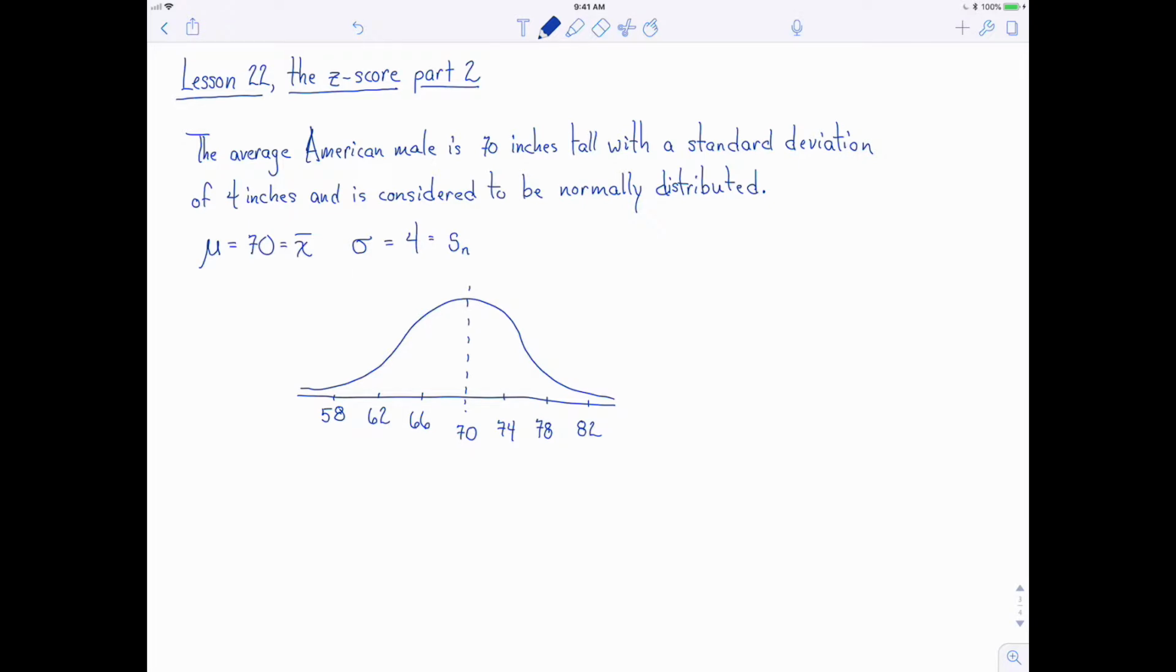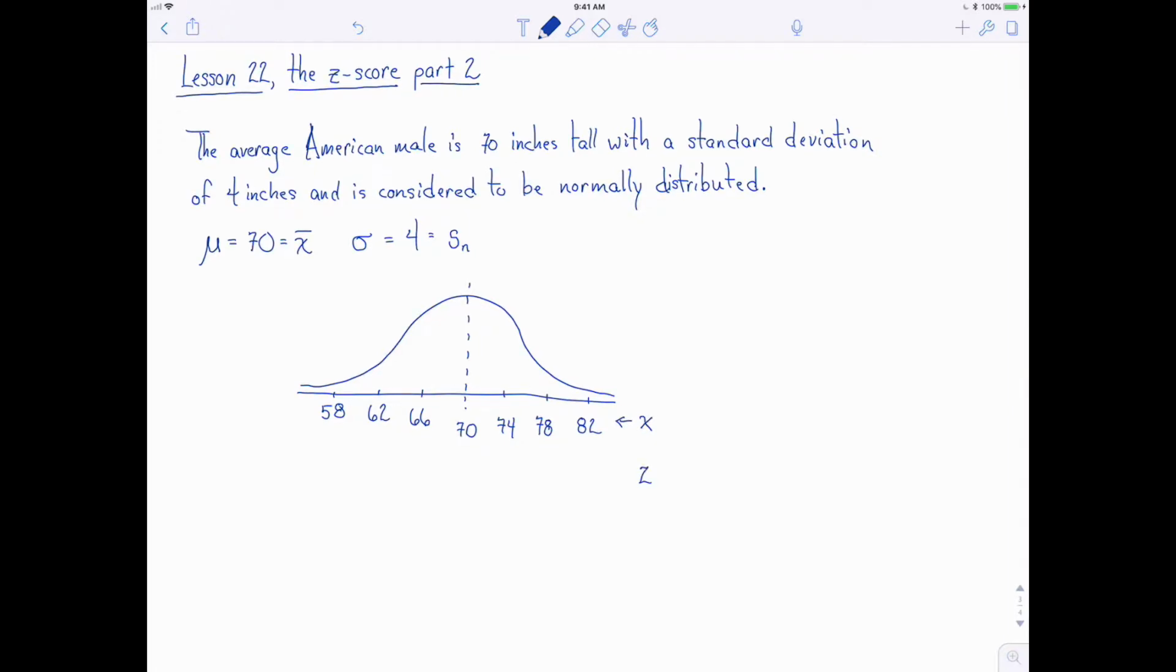If this was the standard normal distribution, so these are x's, these are data values here. If I was working with the standard normal distribution, we said there's z values, and we had a 0 in the middle, a 1, a 2, and a 3. And then below that we had a -1, a -2, and a -3, like that.